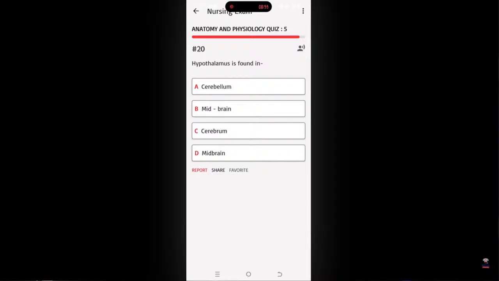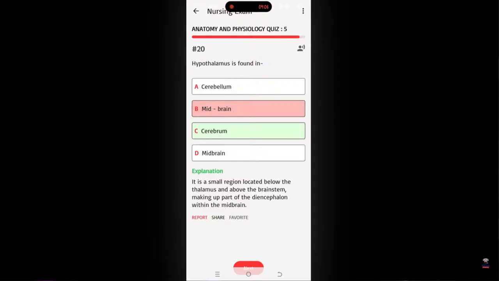Hypothalamus is found in A. Cerebellum, B. Mid-brain, C. Cerebrum, D. Midbrain. No. Correct answer is C. It is a small region located below the thalamus and above the brainstem, making up part of the diencephalon within the midbrain.